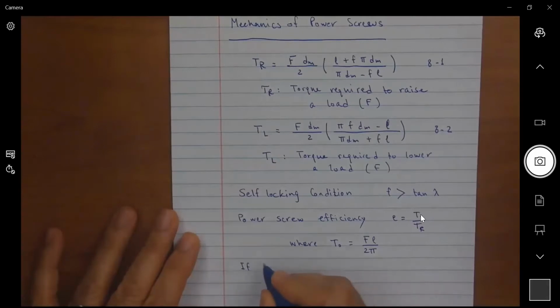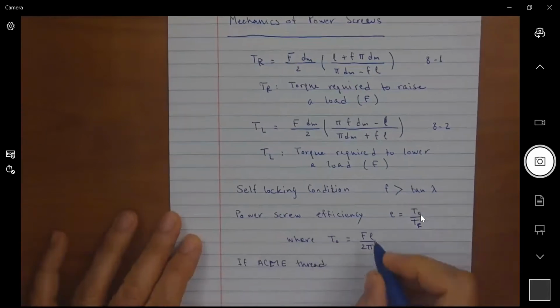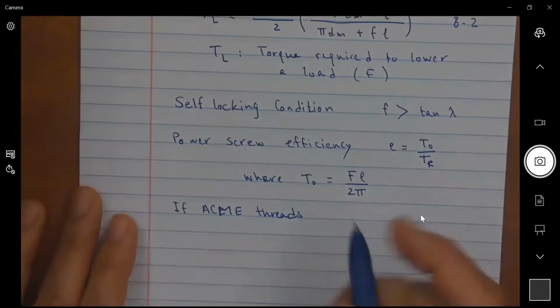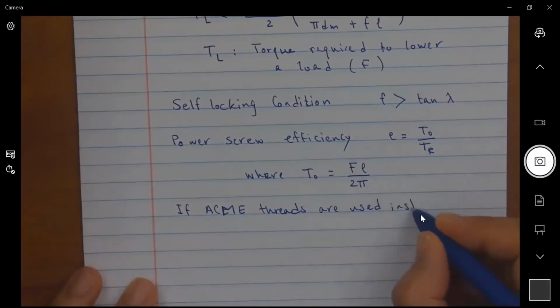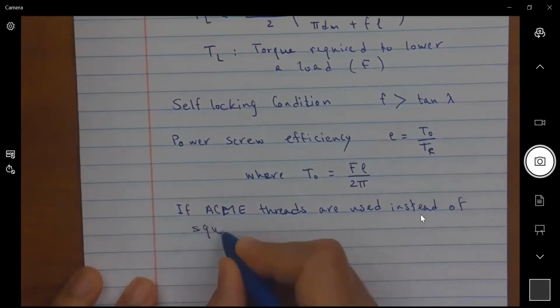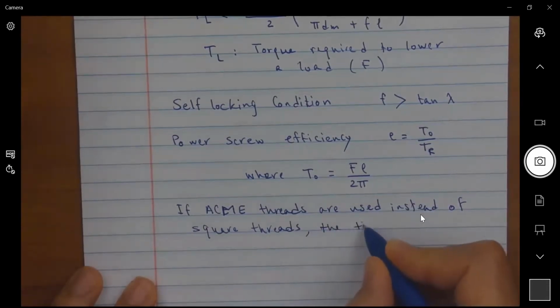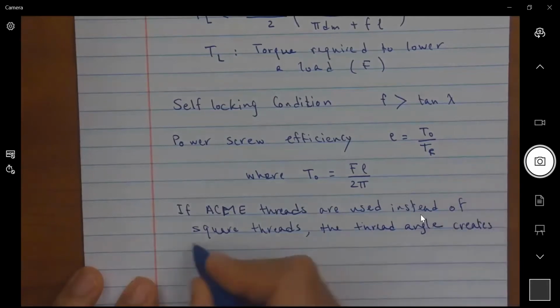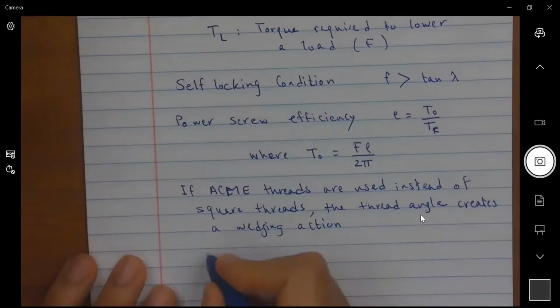If instead of using square threads, Acme threads are used, the thread angle creates a wedging action. So this will require a greater torque.